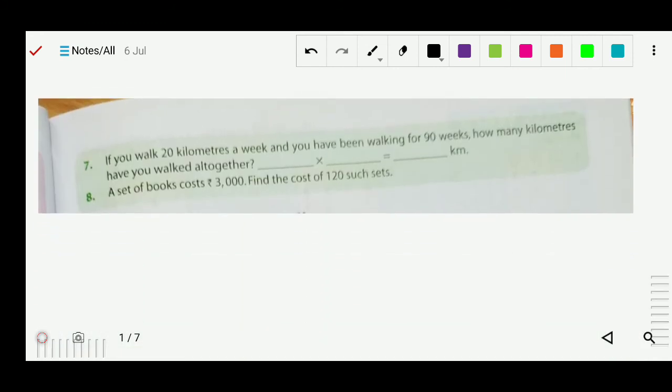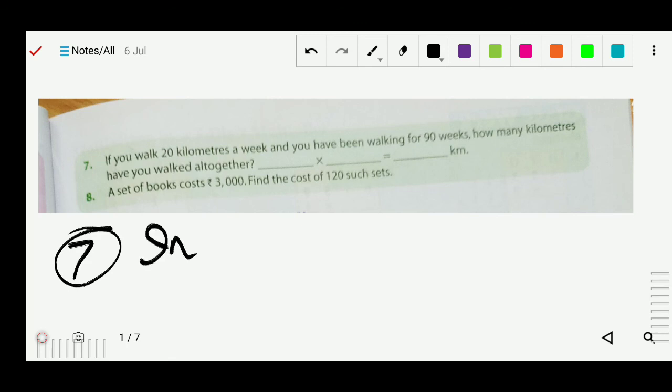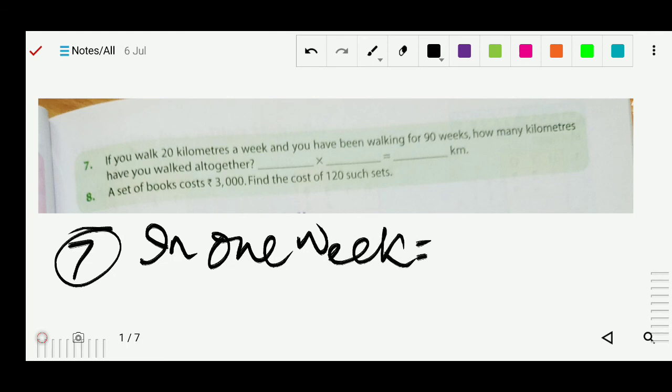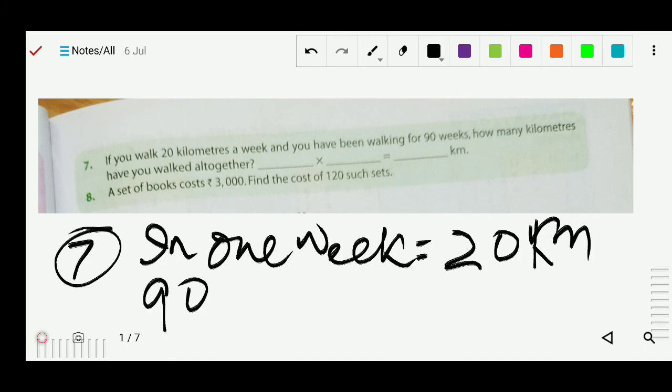Now question number 7 we will solve here. If you walk 20 kilometers a week, it means in 1 week you are walking 20 kilometers. You have been walking for 90 weeks. So how many kilometers have you walked together? We will solve in 1 week. In 1 week, what is the distance we travel? 20 kilometers.